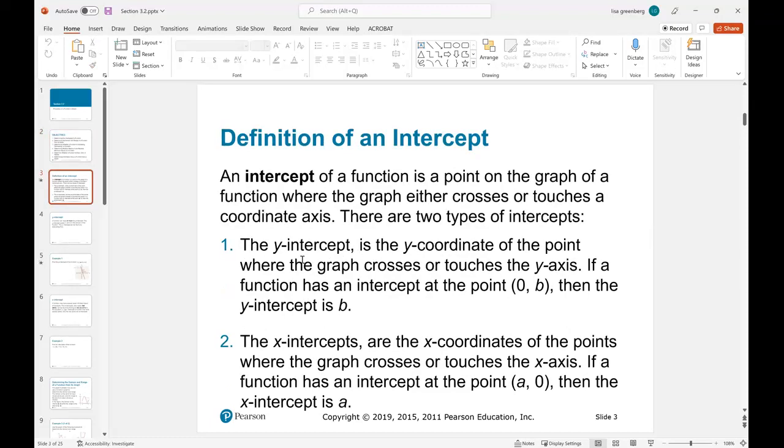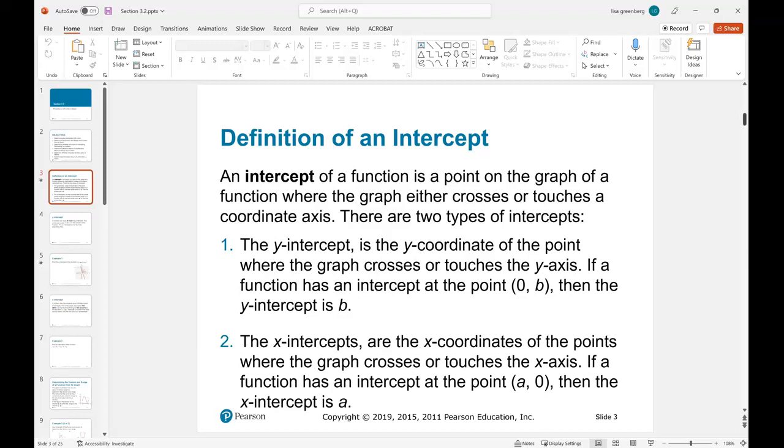So we've already talked about intercepts. An intercept of a function is a point on the graph of a function where the graph either crosses or touches a coordinate axis. There are two types of intercepts. We have the y-intercept. And again, we've already talked about that.